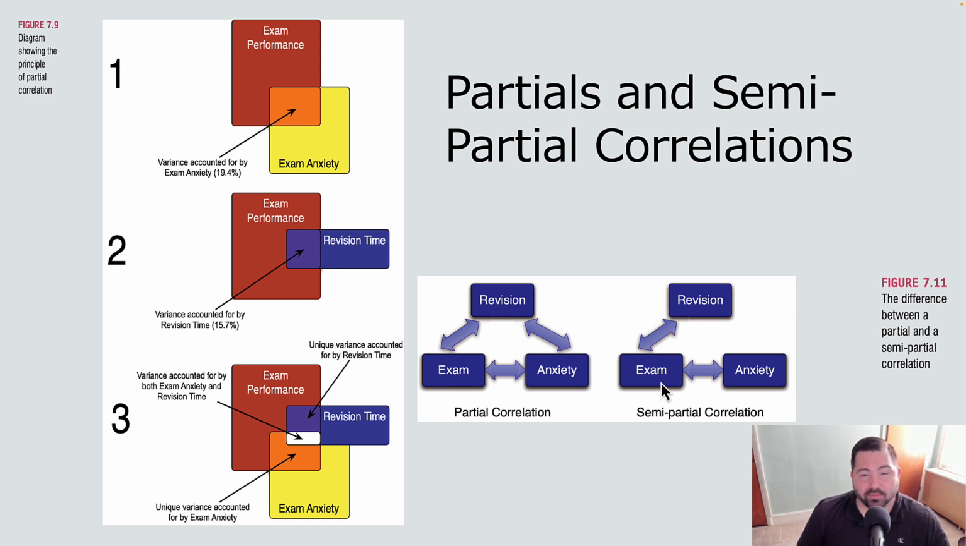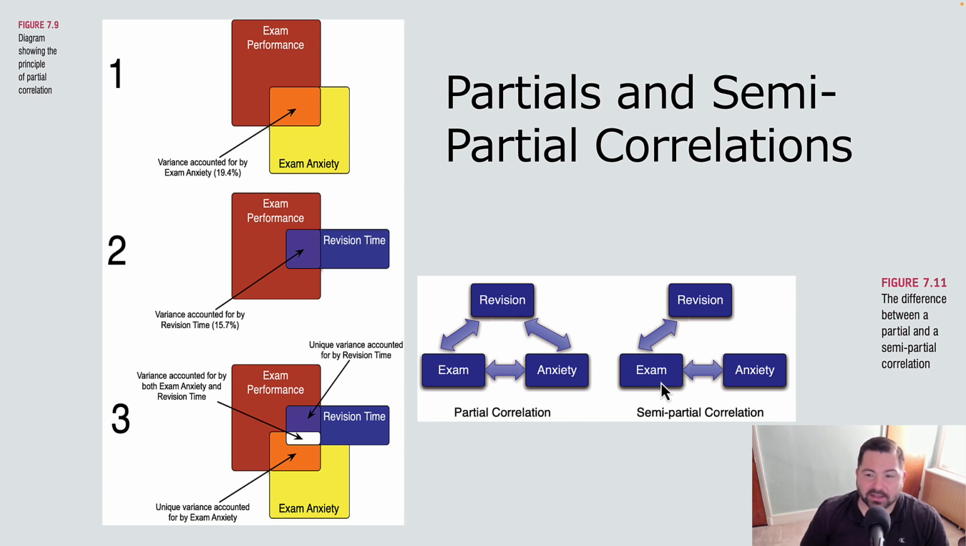But where this concept really is reaffirmed and you can see the problem happens when you look at number three, where exam performance not only is overlapped by exam anxiety and revision time separately, but there's also components of revision time that overlap with exam anxiety. Well, that is not part of our research question, right? And so the fact that exam anxiety is overlapping with revision time limits the ability of both exam anxiety's effect on exam performance and revision time's effect on exam performance. And so the only way to really fix this is by calculating the partial and the semi-partial correlation coefficients.